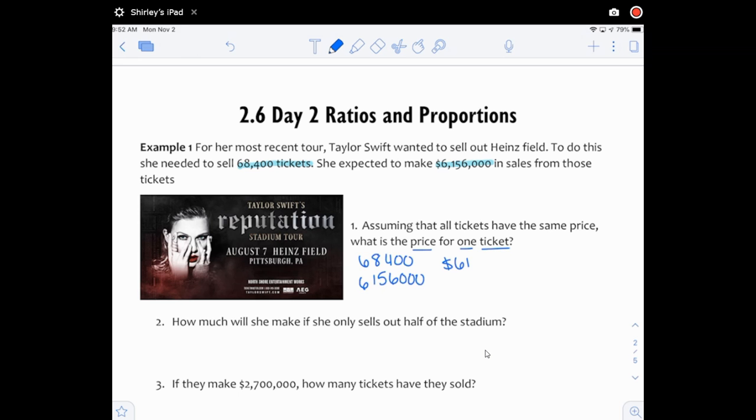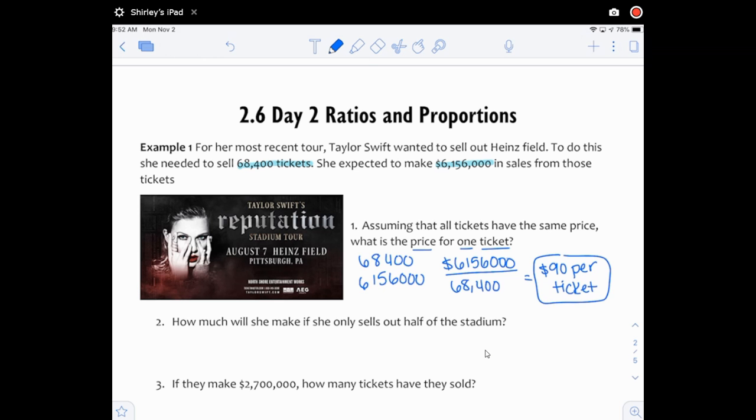So I'm going to take 6,156,000 divided by 68,400. So if we divide that out, we end up getting $90 per ticket. We always want to make sure we're using our units.